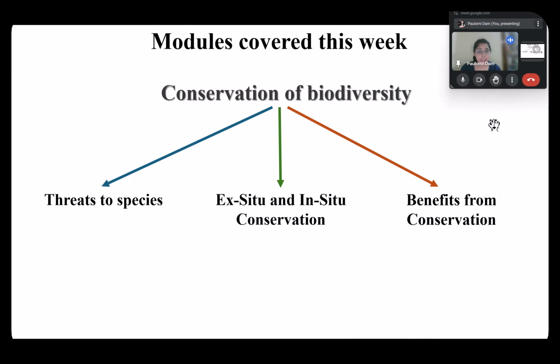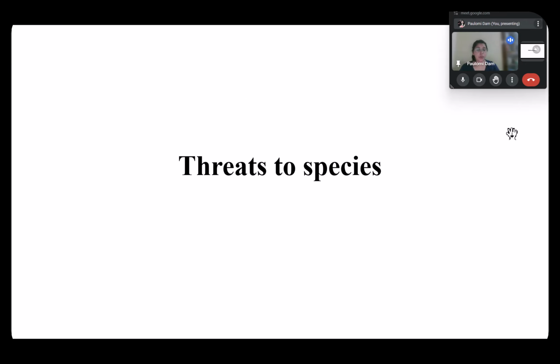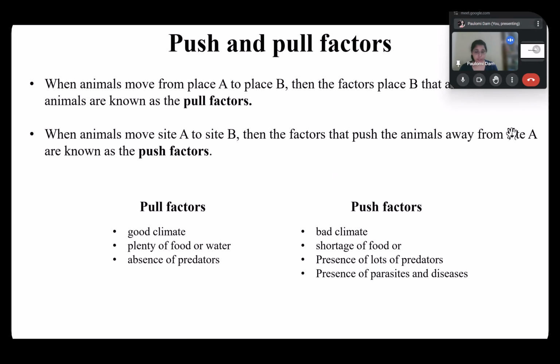So in this session, the module that was covered was conservation of biodiversity, and the lectures covered this week were threats to species, ex situ and in situ conservation, and benefits from conservation. So let's first start with the first lecture, which is threats to species.